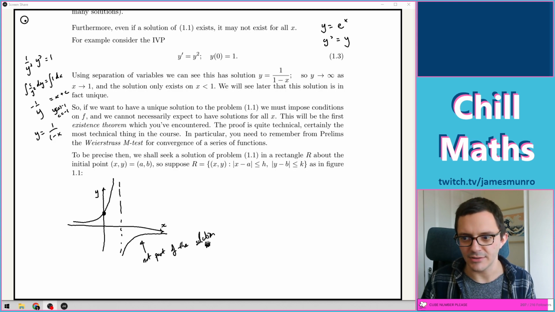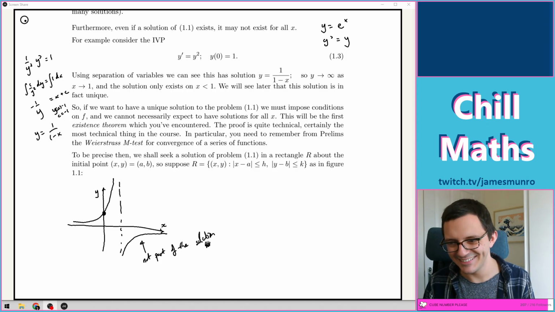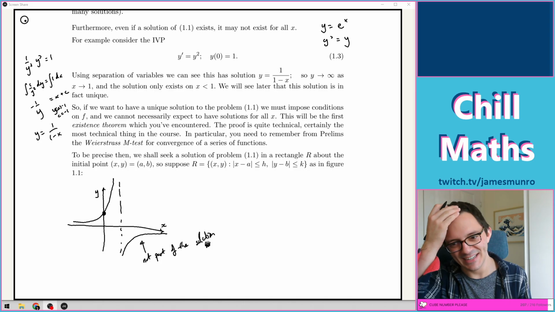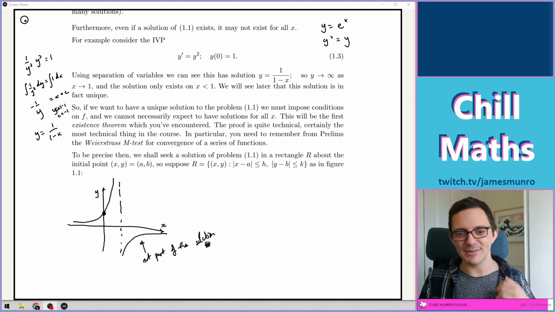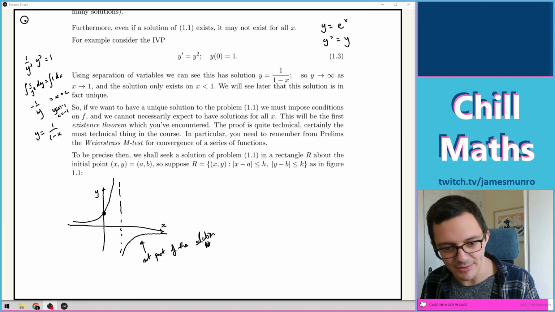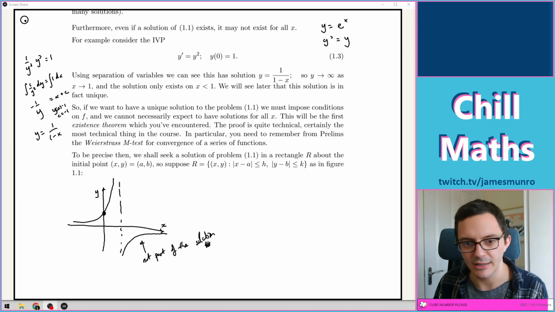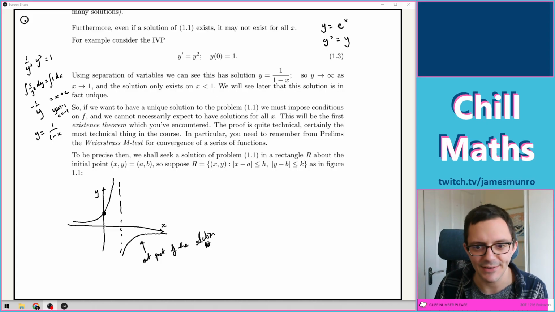Yeah, okay, we're going to do a quite technical existence theorem, are we? I'm reading the notes again. Certainly the most technical thing in the course, the thing that I don't really know. Oh, I don't remember the Weierstrass M test. Oh no. Here's what's going to happen for Picard's theorem, a thing which I'm going to try and learn for the next half an hour. We're going to see how that goes.